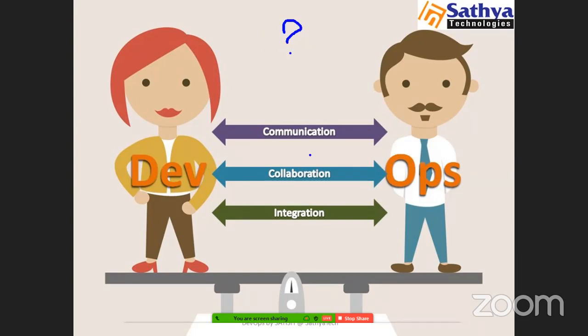This DevOps engineer can do the integration. We call the process CI/CD. What is CI/CD? It is continuous integration and continuous deployment. Yes, continuous integration and continuous deployment. And we have to focus on automation.